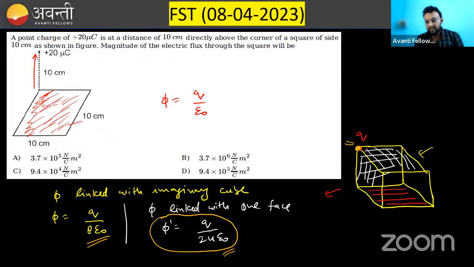This is the charge. Three faces which are attached to this charge have zero flux because field lines will not cut them. So you should remember this relation for a cube. Now Q is a value 20 microcoulomb. Epsilon naught has a value 8.85 into 10 raised to power minus 12. Put the value and you will get the answer. I am not going to solve it now because it will take a lot of time. You can put the values and get the answer. Clear. These results are to be remembered.